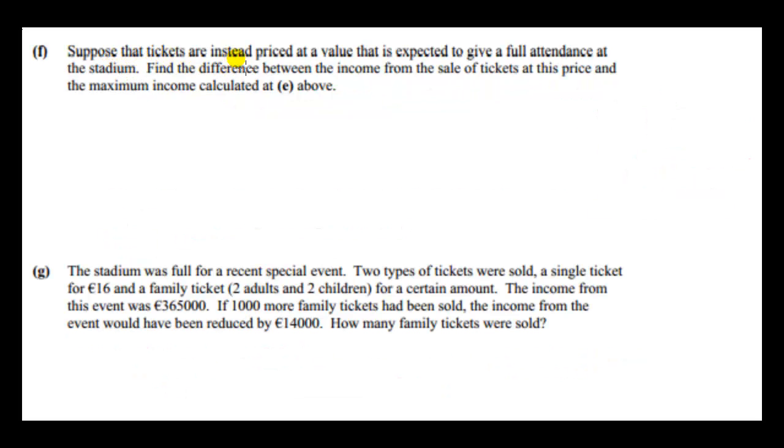Suppose that tickets are instead priced at a value that is expected to give a full attendance at the stadium. So what is full attendance? Well, if you read back through the question, full attendance is 25,000 people. From a previous part, here is the expression that gives us the attendance when the ticket price is x euros. And we want the attendance to be 25,000. So we just solve this.